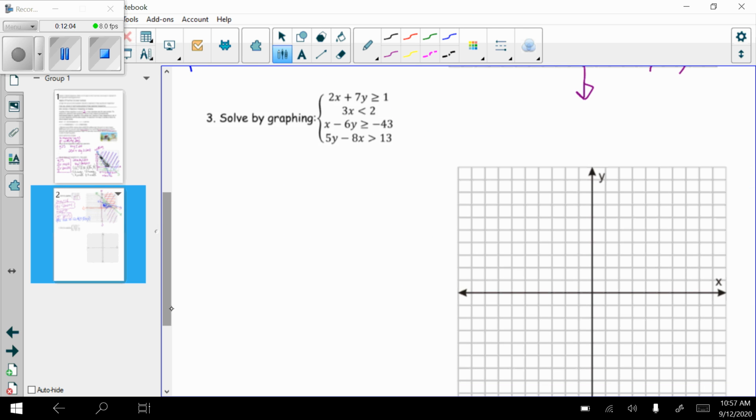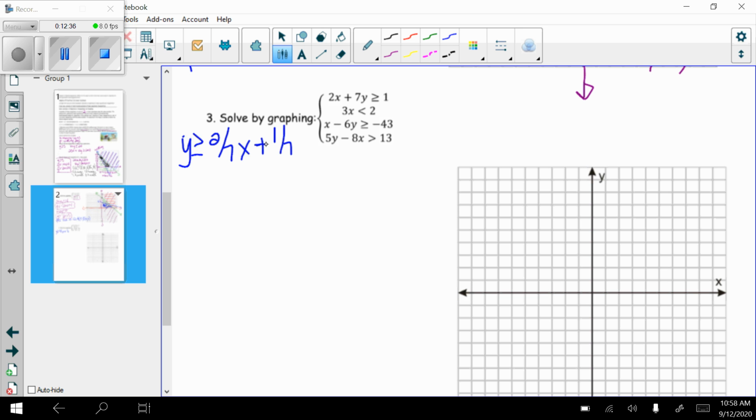Right, our last one that we're going to look at, 2x plus 7y greater than or equal to 1. So I'm going to go ahead and solve this and get the y by itself. So when I move the 2x over and divide by 7, I would have y greater than or equal to negative 2/7 x plus 1/7.